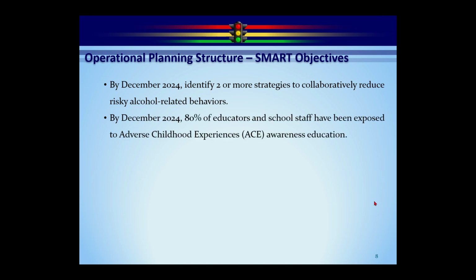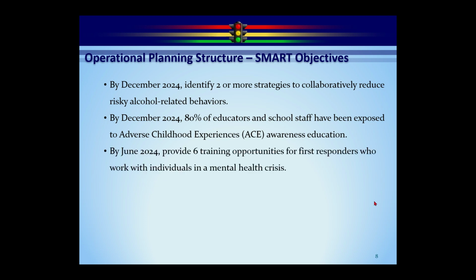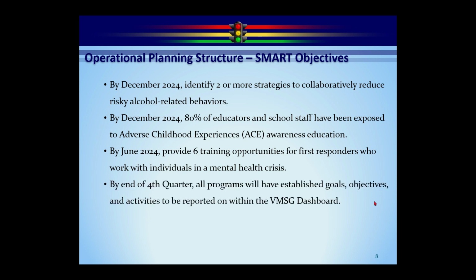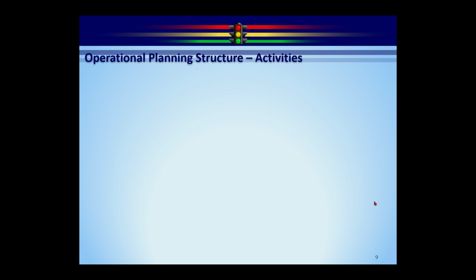By December 2024, 80% of educators and school staff have been exposed to ACE awareness. By June 2024, provide 6 training opportunities for first responders who work with individuals in a mental health crisis. By the end of fourth quarter, all programs will have established goals, objectives, and activities to be reported on within the VMSG dashboard. And then again, reduce smoking at my alma mater, Wayne High School in lovely Dayton, Ohio, by 25% by the end of the school year. So I think if you look at these, you can see the specific, measurable, and time-based in all of them. Now, to get to the objective, we're going to have, again, these action steps or activities.